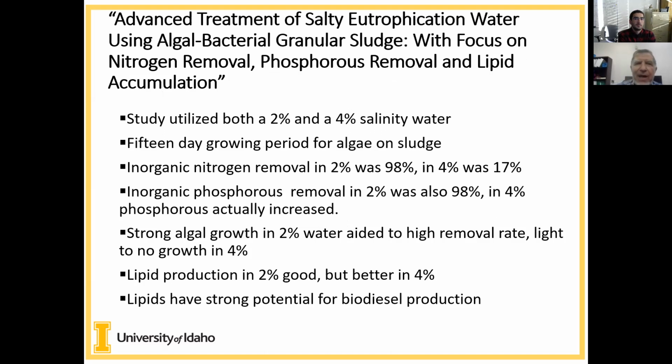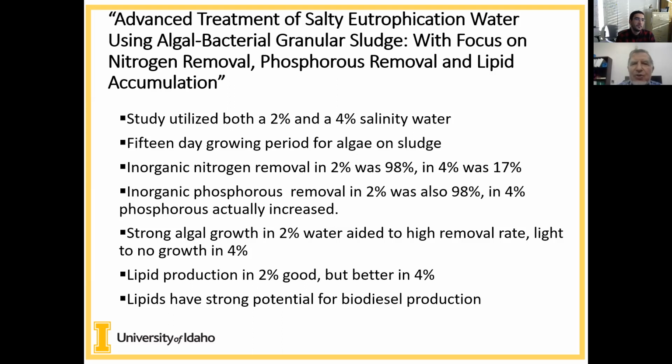The next RPA is called Advanced Treatment of Salty Eutrophication Water using Algal Bacteria Granular Sludge with a focus on nitrogen removal, phosphorus removal, and lipid accumulation. This study utilized both a 2% and a 4% salinity water. The growing period for the algae on the sludge was 15 days before they began their function.